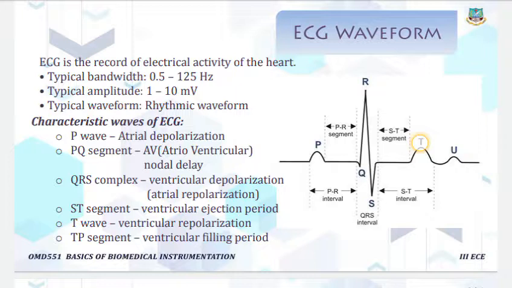Next, the ST segment, which shows the ventricular ejection period. Then the T wave shows the ventricular repolarization state, and the TP segment is the ventricular filling period. Again, back to the TP, that is the ventricular filling period.